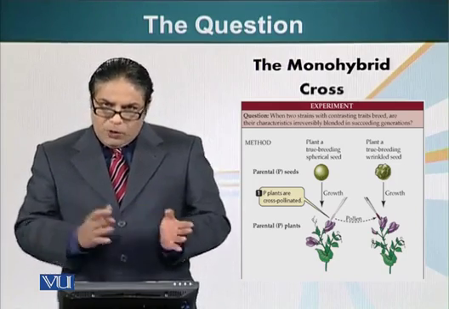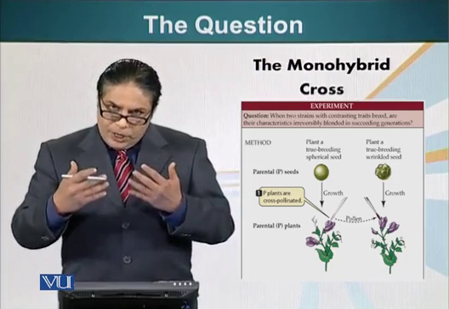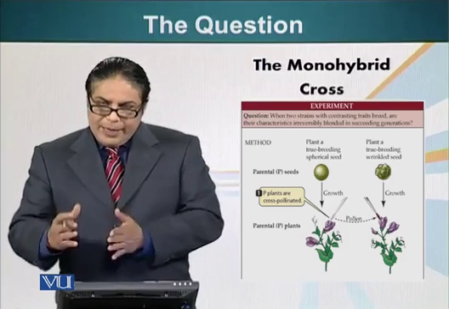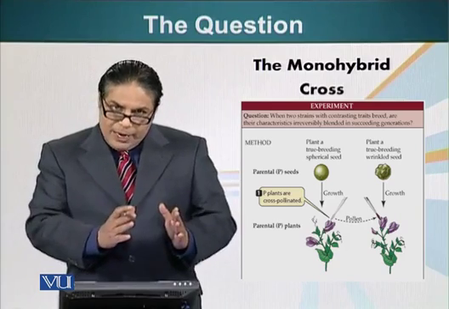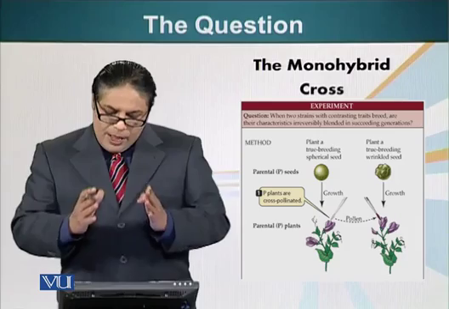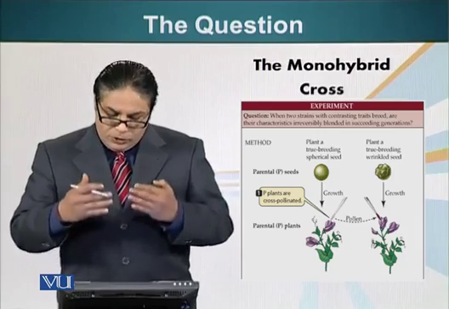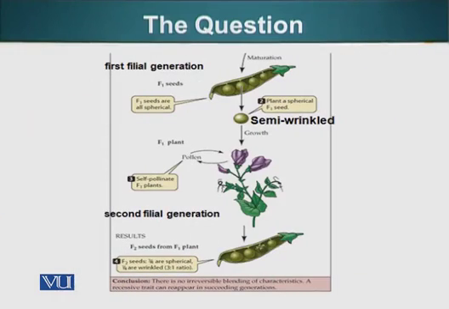Then he cross-pollinated a plant that was going to produce spherical seed with a plant that was going to produce wrinkled seed. These plants were the parental plants, which were true breeding, and they're denoted parental plants, abbreviated P. Mendel got the first generation. The result of his experiment produced all spherical seeds.